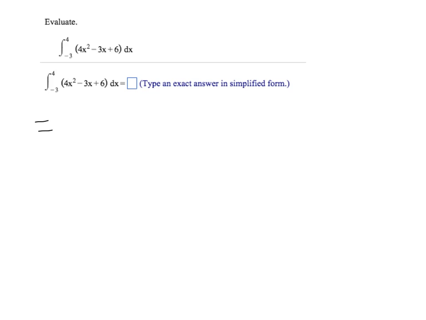So the answer to the question is going to be the antiderivative of this expression evaluated between -3 and 4. First of all, the antiderivative of 4x squared is 4/3.